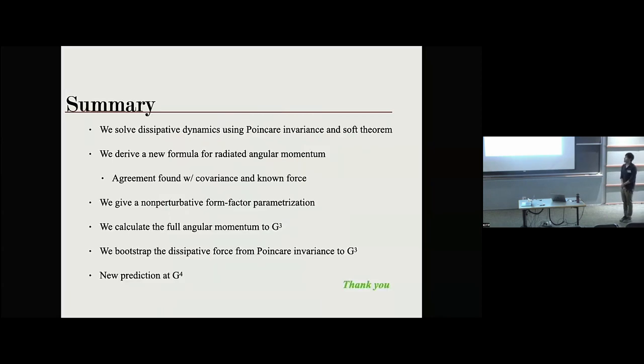So let me wrap up, and let me not read through these bullet points, but I want to emphasize that dissipative effect is an important part of the full dynamics, and we can calculate this from scattering amplitudes and EFT based on Poincare algebra, soft theorem, and modern techniques. And we can reach the equations of motion from these scattering amplitudes and effective field theory.